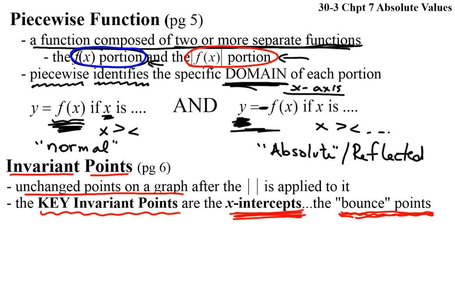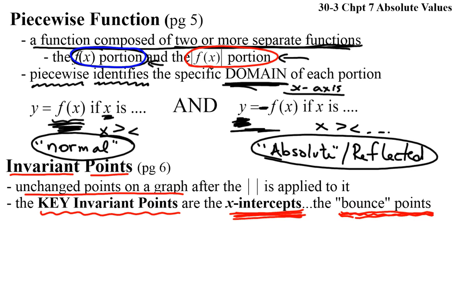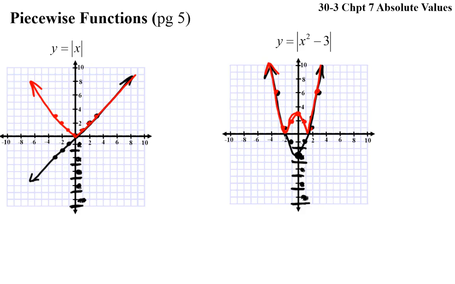So this is what we have to do with piecewise: we have to look to see where we have the normal graph versus the absolute or reflected part of the graph, and what the bounce points are to help us figure out where on the x-axis each part occurs. So it's tricky, not a lot of math, but it's tricky.